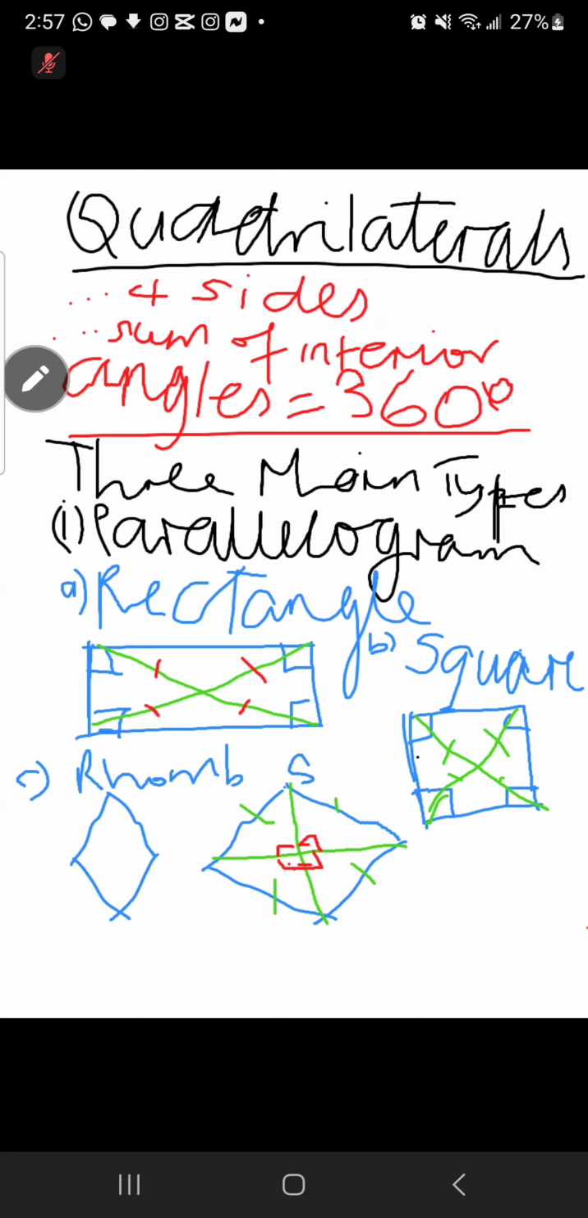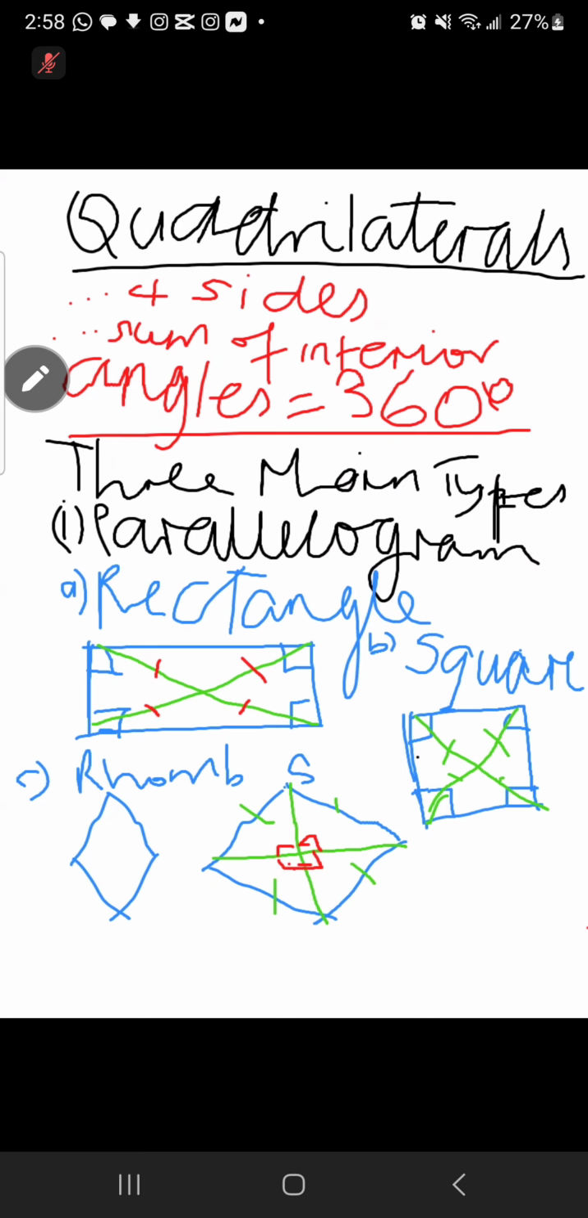So let us recap the types of parallelograms. We have the rectangle that has equal diagonals and each angle is a right angle. We have the square, and the square has all the properties of the rectangle except that the 4 sides are equal. That is why we can say that a square is a special type of rectangle. All the corners are also right angles. The diagonals bisect each other, and the diagonals are equal.